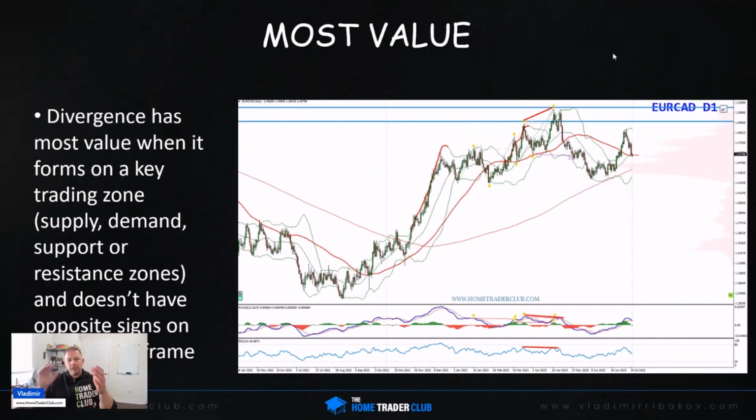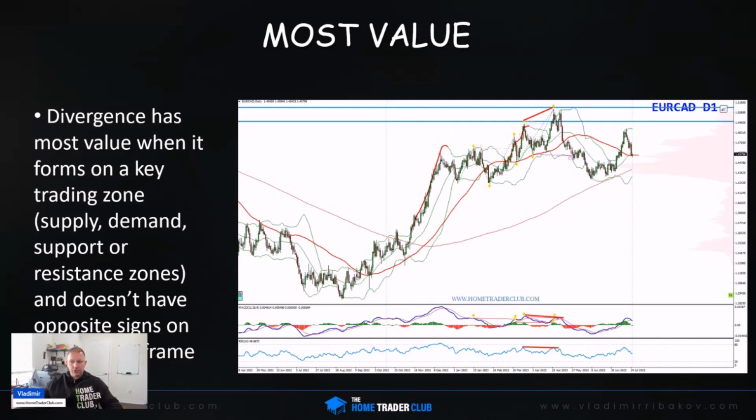So the most value when it comes to divergence, you will find when it happens on a key trading zone. What is a key trading zone? Support, resistance, supply, demand, falling trend line, key Fibonacci levels, and so on and so on. But when it happens just out of nowhere, which we will see in the examples, it will mean no value for you. Okay, so here is an example.